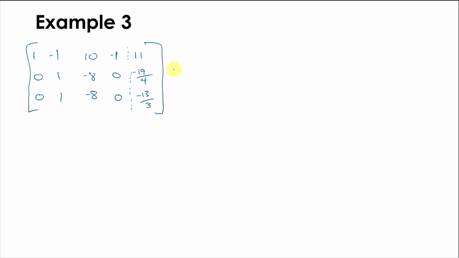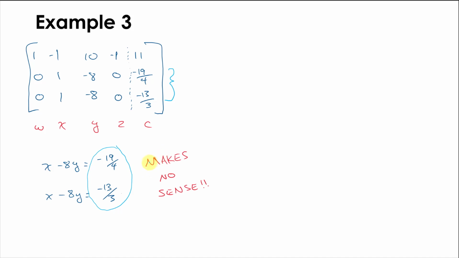Again, thinking about what this means in terms of my system, each one of my columns is representing a variable. If I write out the equations for rows 2 and 3, row 2 says x minus 8y is equal to -19/4, and row 3 says x minus 8y is equal to -13/3. Think about that conceptually. I have the same thing on the left-hand side of both equations, but something different on the right-hand side of each. This really doesn't make any sense at all. When I have this kind of false situation that doesn't make sense mathematically, we say we have no solution for our system.